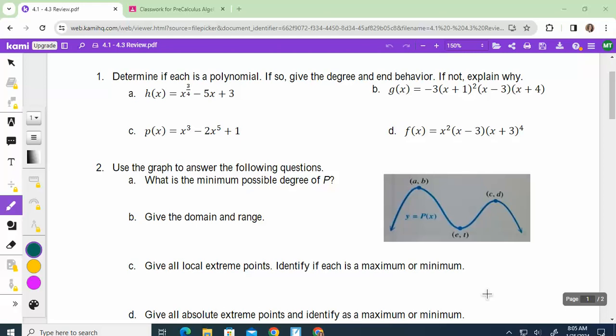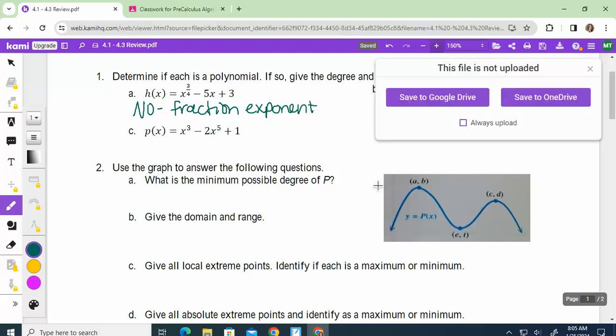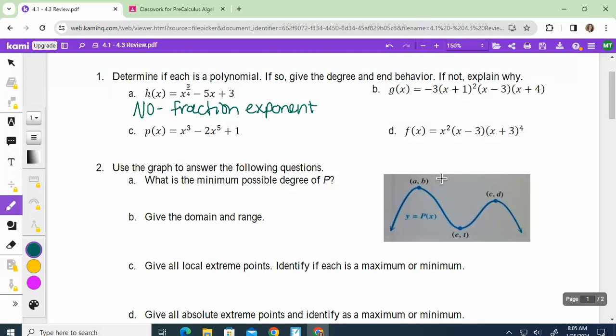Can you have a variable under a radical or in the denominator of a fraction in a polynomial? No. So looking at these, is the first one a polynomial? No. Why? Fraction exponent. Good. Alright, B. Is that one a polynomial? Well, look at it, at first it looks like it's not a polynomial.